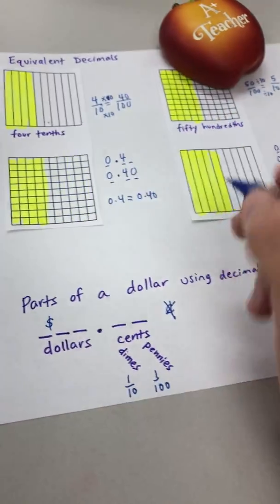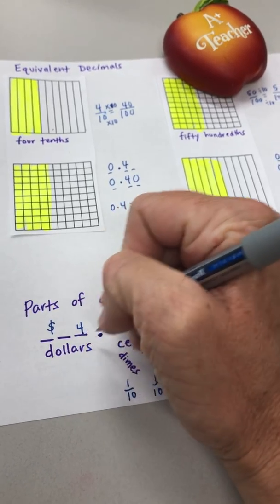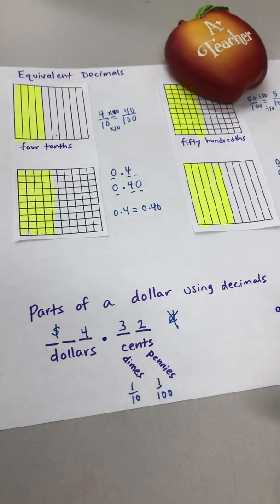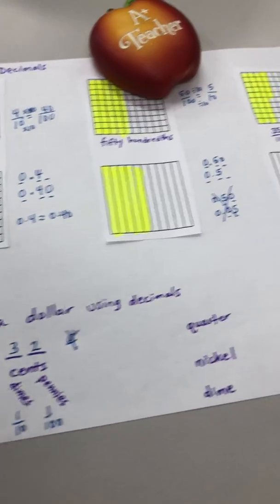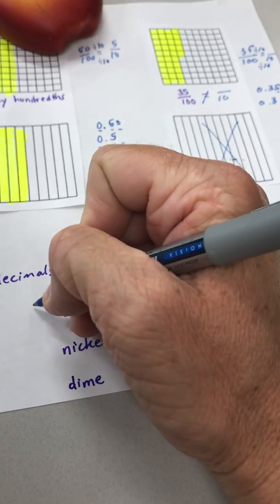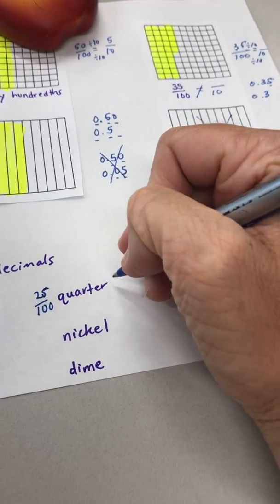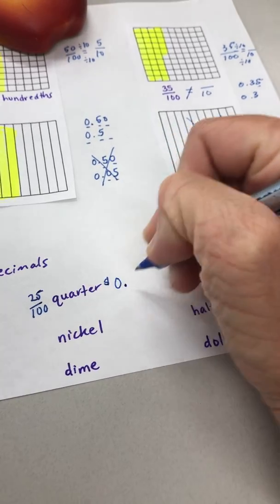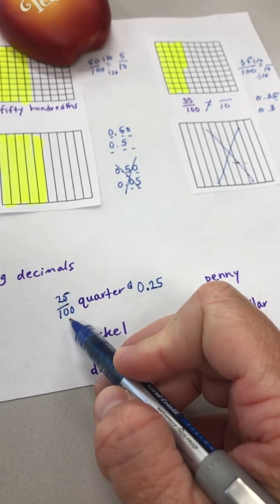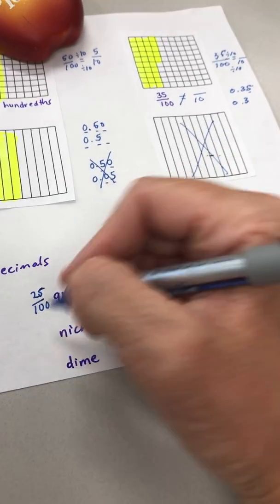We're going to use a dollar sign here, and we would read something such as $4.32 as 4 dollars and 32 cents. All right, so a quarter. A quarter is 25 hundredths of a dollar. How we would write that is $0.25. I'm connecting my hundredths denominator here to my 2 places here, which is hundredths.